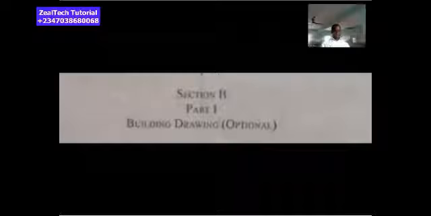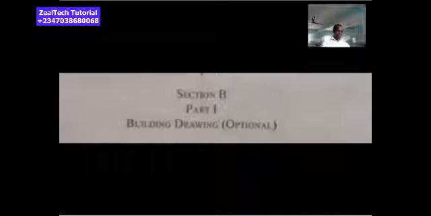Now we are into Section B, Part 1, which is under building drawing, of course in technical drawing. This is optional. You are either answering building drawing or mechanical drawing. You can't answer both, because the answer to 31 of building drawing is the same as the answer to 31 of mechanical drawing. But if your school has taught you both, answering numbers 31 to 40 should not be a problem.